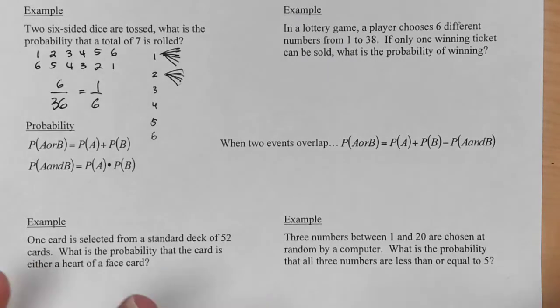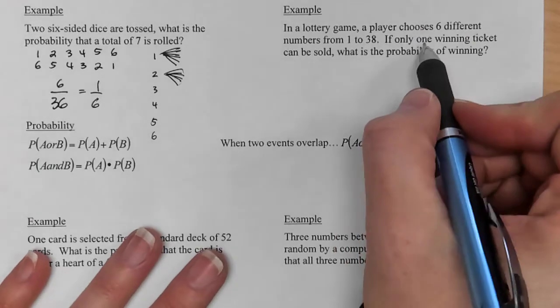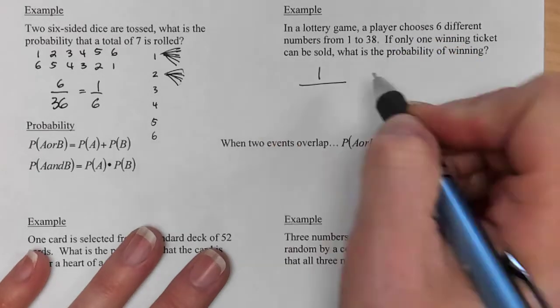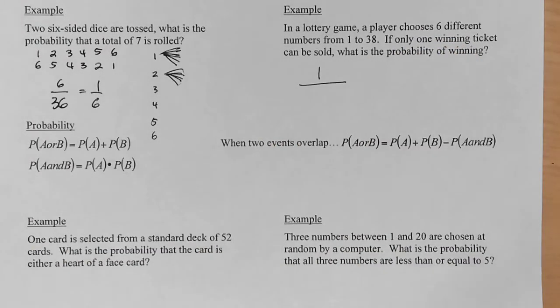1 winning ticket is sold. What's the probability of winning? If there's only 1 winning ticket, there's only one way I can get that, so its probability is a 1. There's only one way. Either I have the winning ticket or I don't.